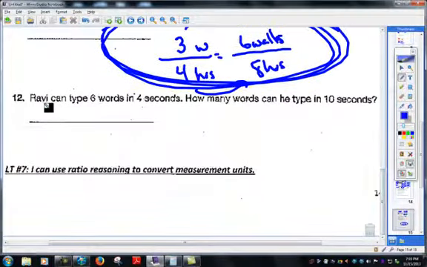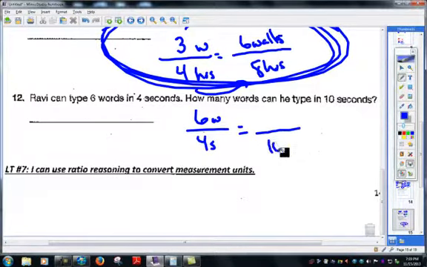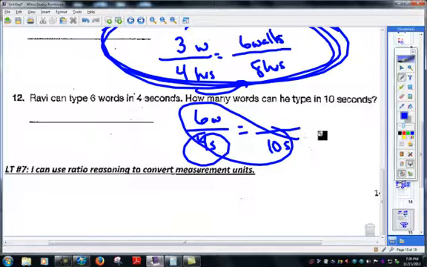Okay? Ravi can type 6 words in 4 seconds. How many words can he type in 10 seconds? So 10 seconds goes there. We cross multiply and divide by 4. That's going to be 15 words in 10 seconds.